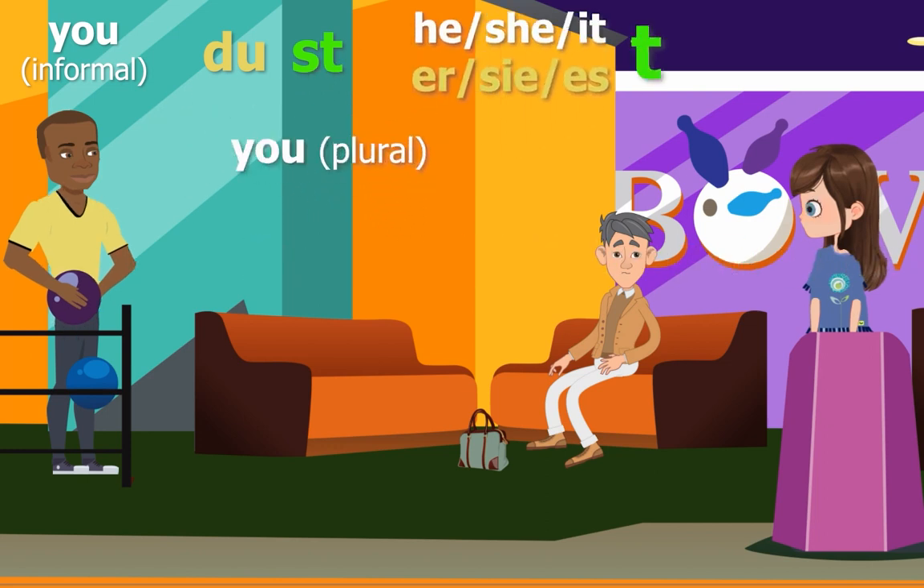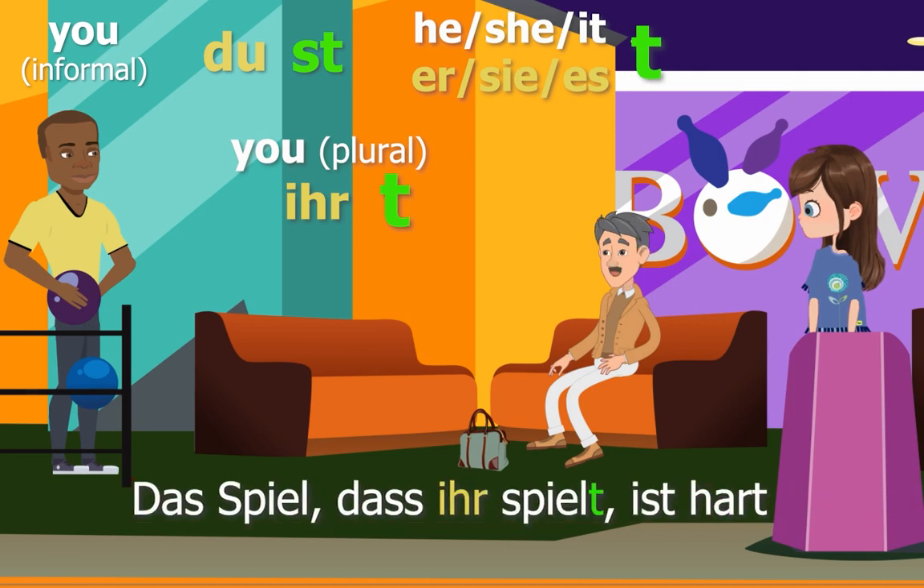For the plural form of you, Ihr, it is just a t, the same as for he, she, and it. The game you play is hard. Das Spiel, das ihr spielt, ist hart.